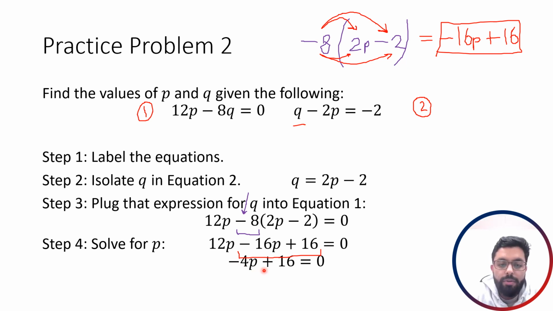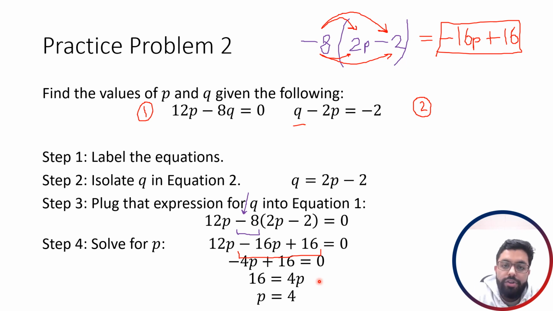But yeah, so -4p equals, -4p plus 16 equals 0. I don't like having the negative there, so I'm going to add 4p to both sides, which gives me 16 equals 4p, which tells me that p is equal to 4, because if you divide both sides by 4, then that's what you'll get. 16 divided by 4 is 4. So cool, now we know what p is equal to.